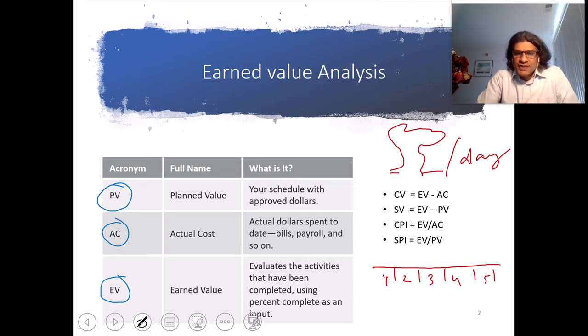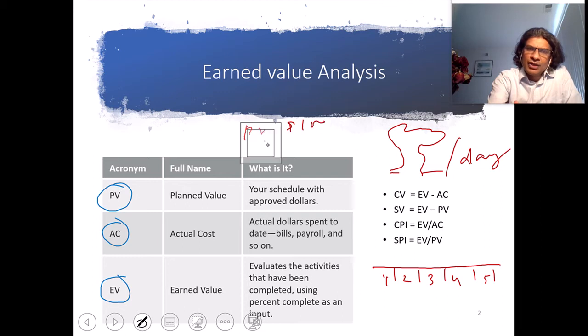So in this case also, at the end of day 1, I asked the person in charge how many trees he planted. And his answer was that he planted one tree. So first question, what is plan value? Plan value is the work that the person is supposed to do by the end of the day. That is one tree, which is equal to $100. So PV in that case is $100.